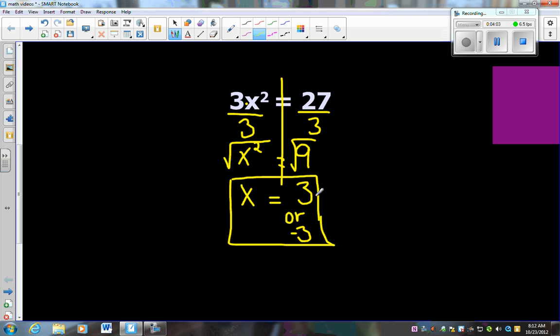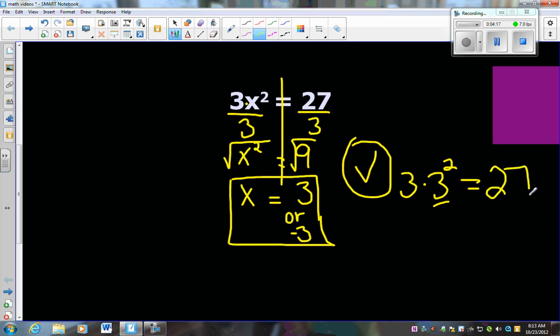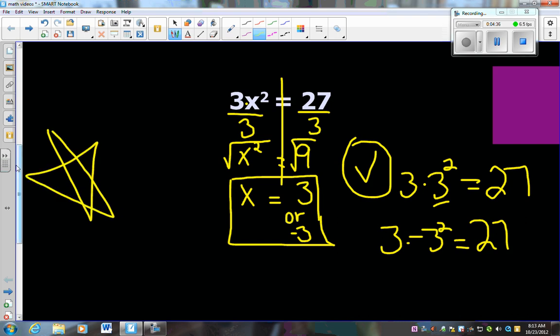So let's take a look and check both of those and make sure that they're both going to work in my equation. So if I check it, I fill 3 in. 3 times 3 squared. 3 squared, 3 times 3 is 9. 9 times 3 is 27. And so then I fill in my -3. 3 times -3 squared. -3 times -3 gives me 9. And then 9 times 3 gives me my 27. And sure enough, I am a rock star. Here we go. Moving on.